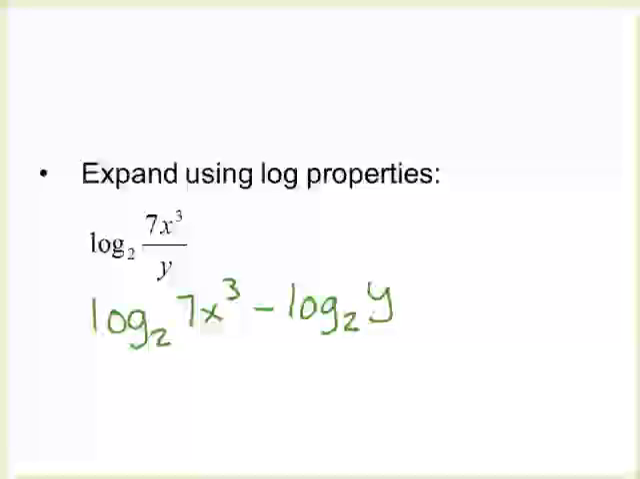So the second property we're going to apply is the product property. Since this is 7 times x cubed, we're going to separate those. And the product property says that we separate by adding the individual pieces. And that log base 2 of y is just going to tag along. So the 7's good because it's all by itself.